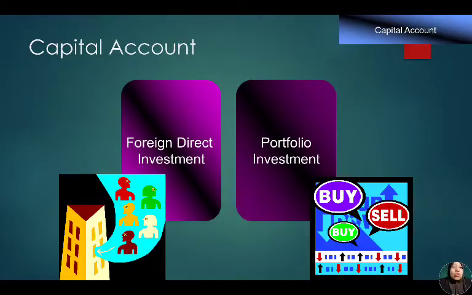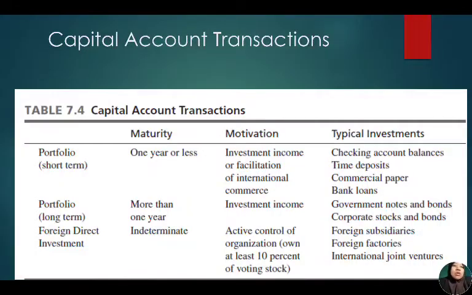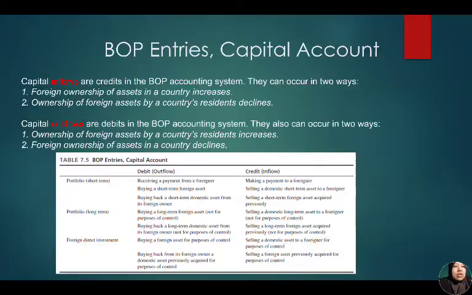The second major component of the BOP is the capital account. It is divided into two, which are the FDI, which we already covered last week, and the portfolio investment. These two are the types of capital account.